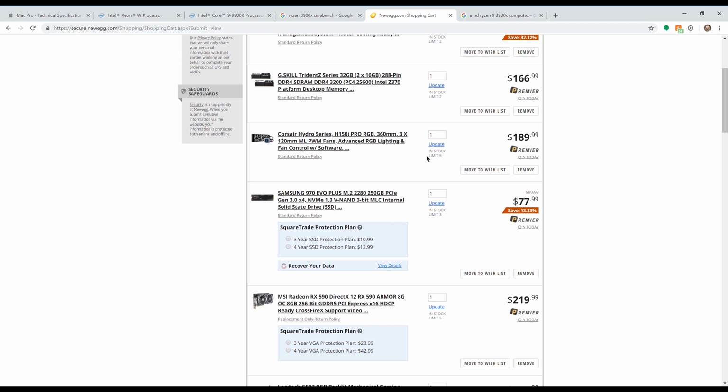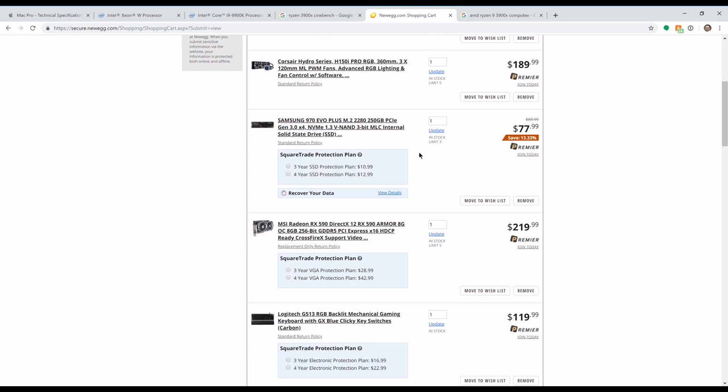The next one is I wanted to put in proper cooling. So I put in this cooler, which is a very good cooler, the H150i by Corsair for $189.99. The next item is the SSD. So the Mac Pro comes with a 256 gig SSD. I found a comparable, a Samsung 970 EVO, which is a very fast SSD, which is 250 gigs for $77.99.